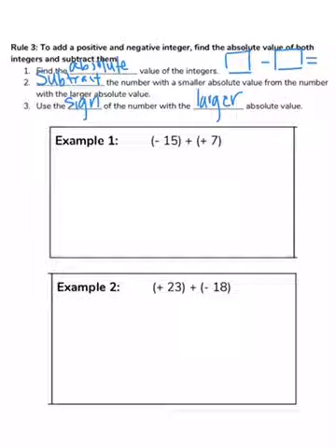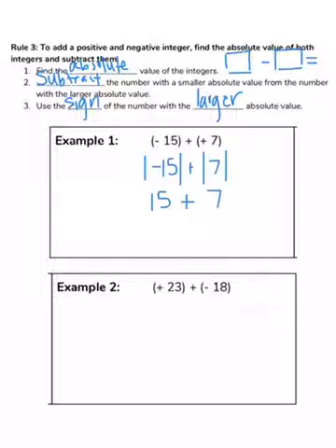If you take a look at our first example, we have negative 15 plus positive 7. So I'm going to find the absolute value of negative 15 plus the absolute value of positive 7. I have the absolute value of negative 15 is 15 plus the absolute value of 7 is 7. But again, this has to become a subtraction sign.